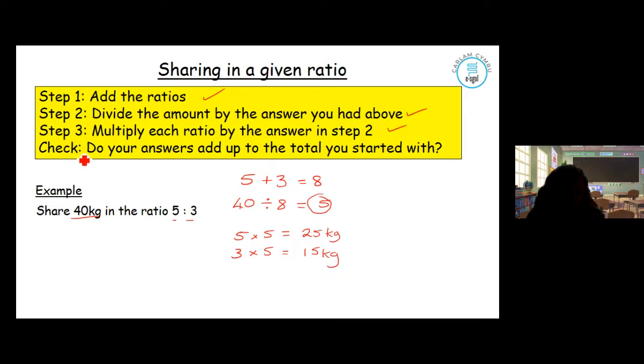However, we now have a little check process that we could do, which says, do your answers add up to the total you started with? So if I do a quick check, 25 add 15, they come to 40. That's what I started with. So I am happy that I've got my answers correct because I know that they add up to what they should add up to. Okay.